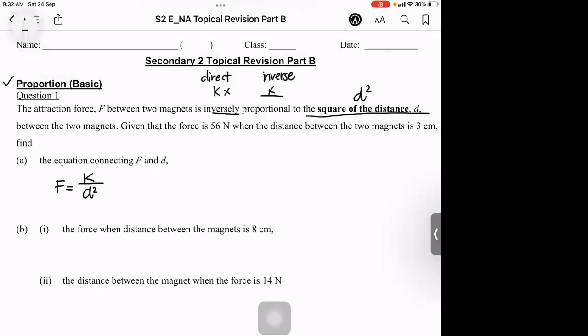Then now the question asks me to find the equation connecting F and D. That means I need to find what this K is. They gave me some information. Force is 56. K, I don't know, but the distance between the magnets is 3, and remember to put square. So in this case, I got K divided by 9 is 56. How much is K? Quickly calculate the answer. Take out a calculator.